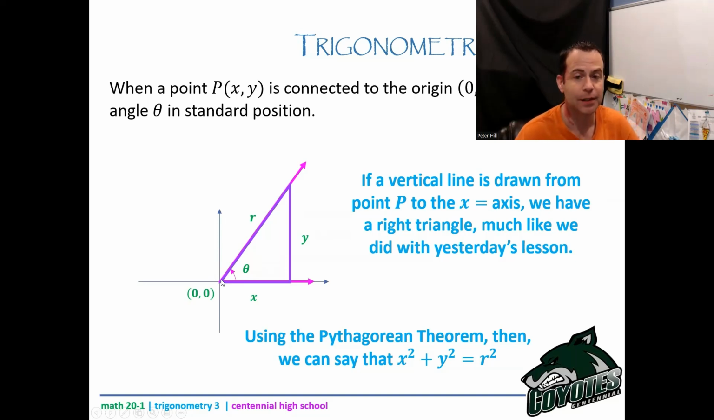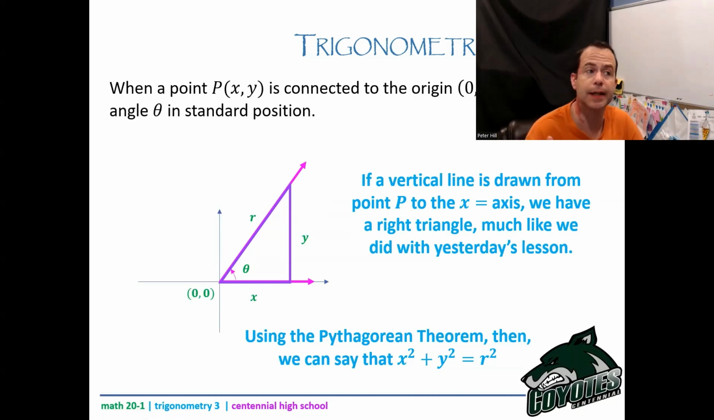Because of that, we can always label the base x, and we can always label the height the y value. And so now, instead of just saying it's opposite over hypotenuse, we can say it's going to be the y value over the r value. And for cosine, instead of just saying it's adjacent over the hypotenuse, we can say it's going to be the x value over the r value.